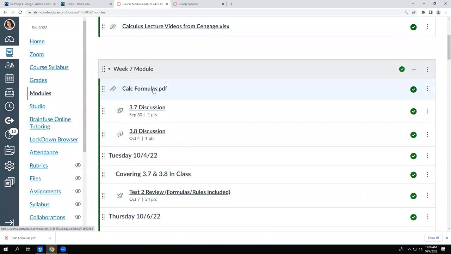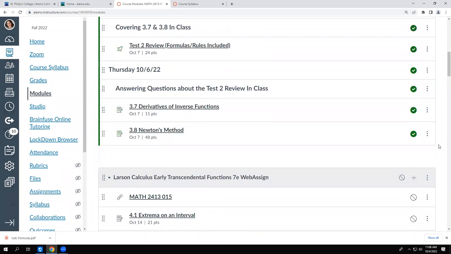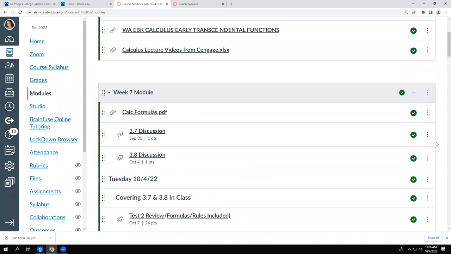Okay, I just added those calc formulas to module 7 at the top, so if you need to reference it for all the formulas.